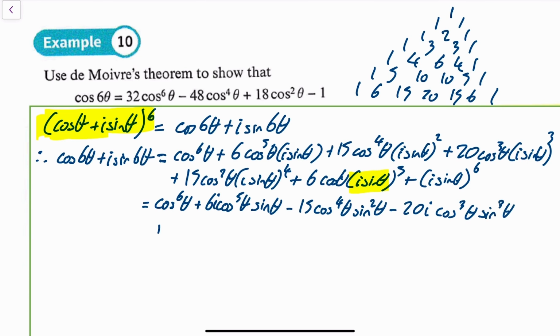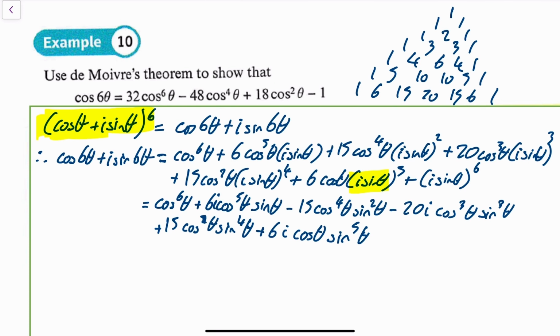And the next one, you have i times i, which is minus 1, another i times i, which is minus 1. Minus 1 times minus 1 is plus, so it's plus 15 cos squared theta sine to the power of 4 theta. And the next one, that's the one we talked about, that was just going to be plus i, wasn't it? So 6 times i, and then we've got cos theta times sine to the power of 5 theta, and then i times i times i times i times i times i.